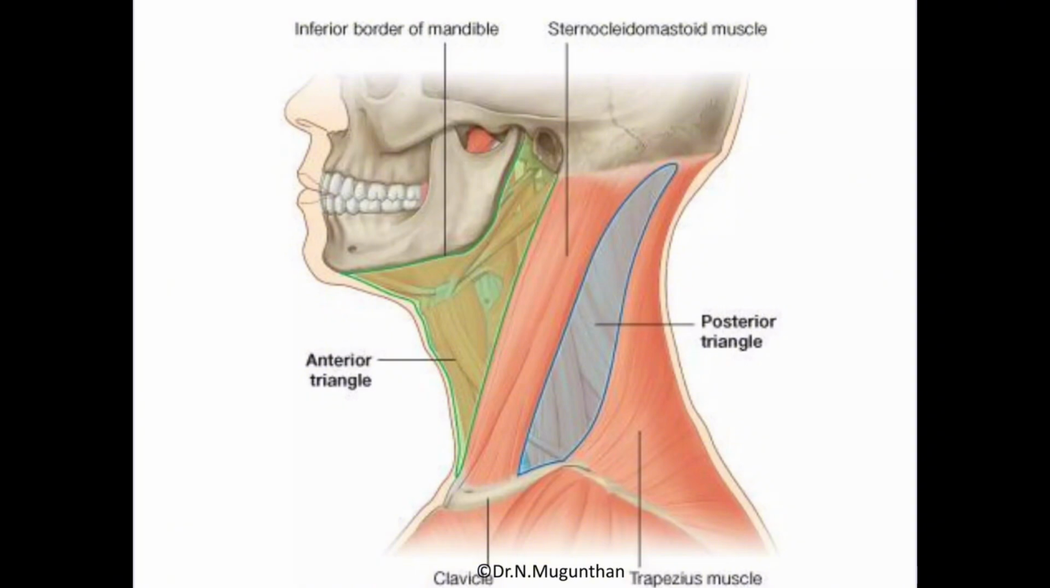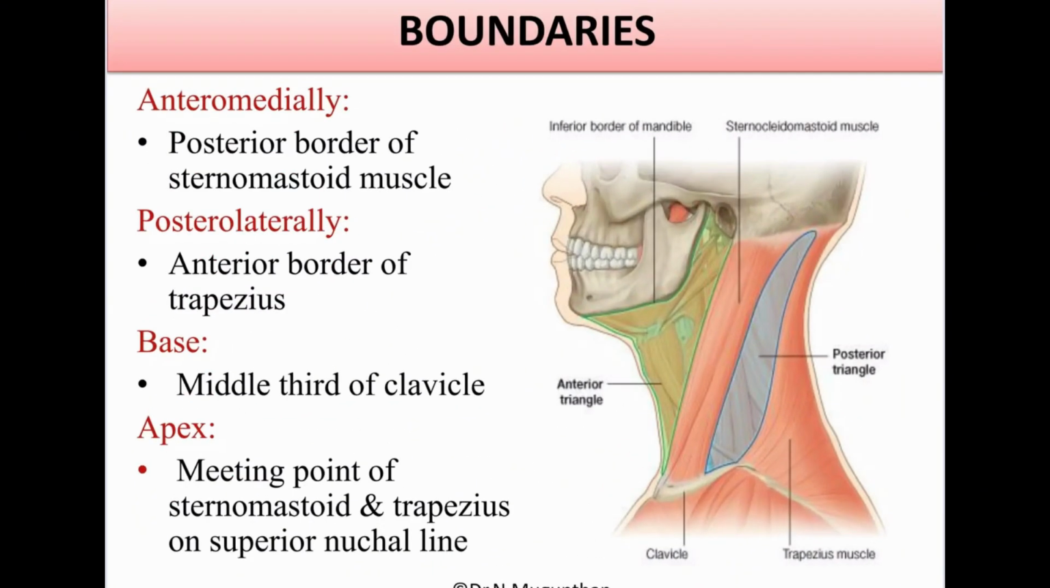So what are the boundaries of the posterior triangle of the neck? Anteriorly, you can see the posterior border of the sternocleidomastoid muscle, while posteriorly you can see the anterior border of the trapezius muscle.